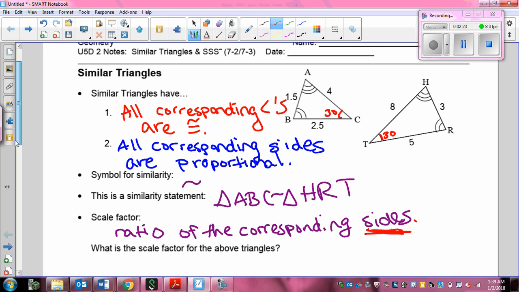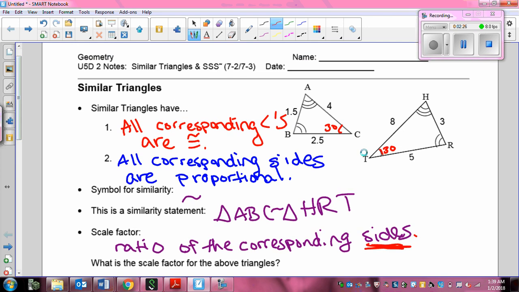Now let's look at the scale factor for the above triangles. I don't like to use the words big or small. What I'm going to use is the left-hand triangle and the right-hand triangle because what we're going to also do is look at the sides. What is my small, medium, and big side? So let's use, I need the small, the medium, and the big sides.